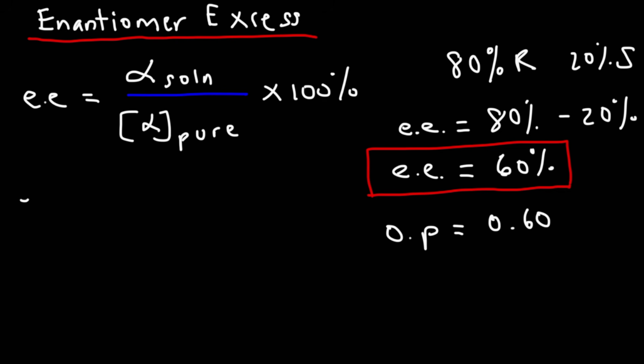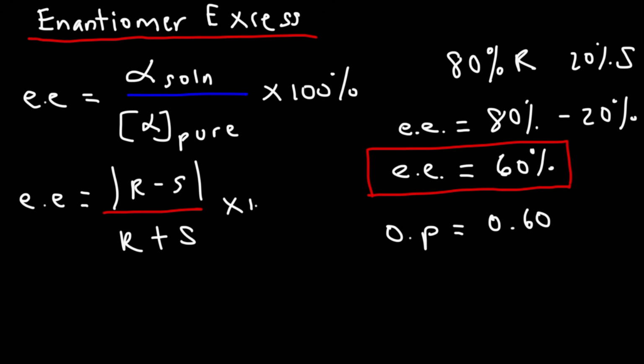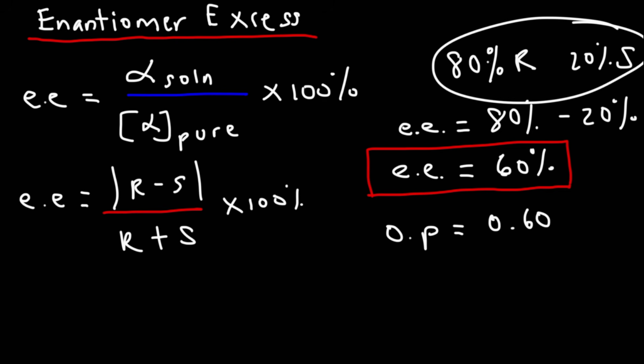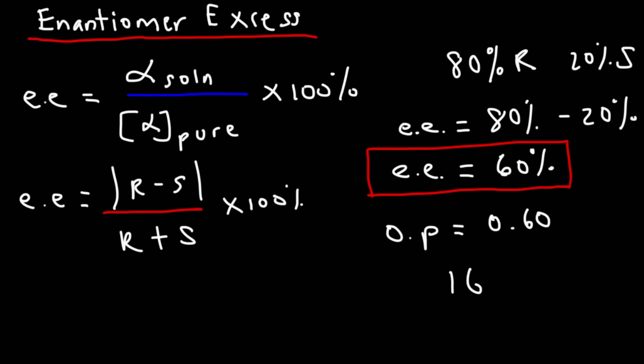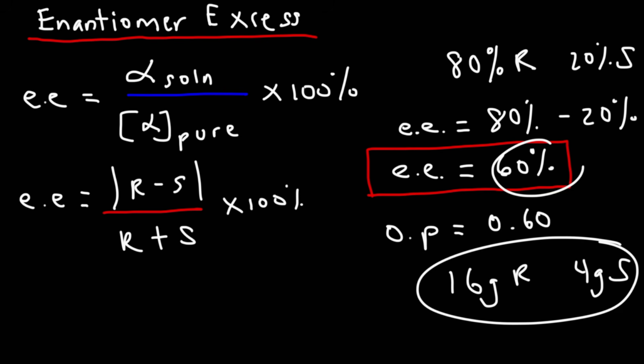Now another formula that will help you to calculate enantiomeric excess, particularly if you have a sample where R and S are, let's say, in grams or moles as opposed to a percentage, is this one. It's equal to the absolute value of R minus S or S minus R divided by the sum of the R and the S isomer times 100%. So using these values, let's say we have 16 grams of R and 4 grams of S. If we were to subtract these two, we would get 12. We won't get 60%.